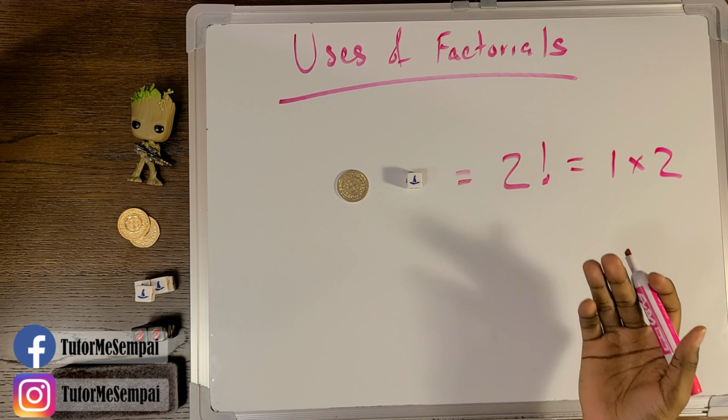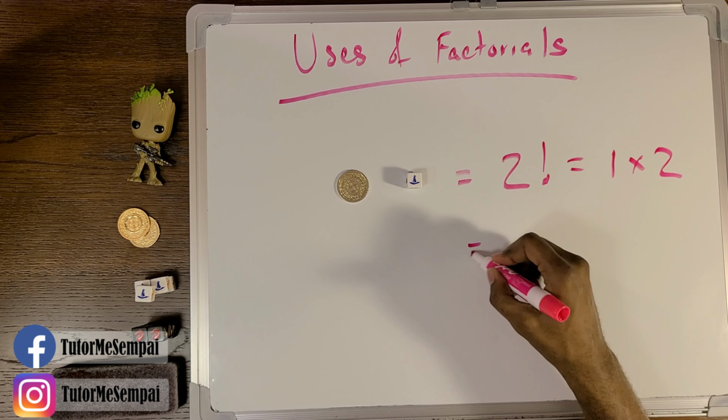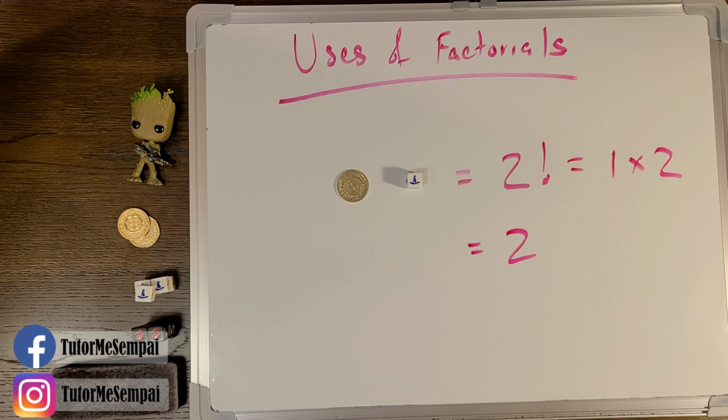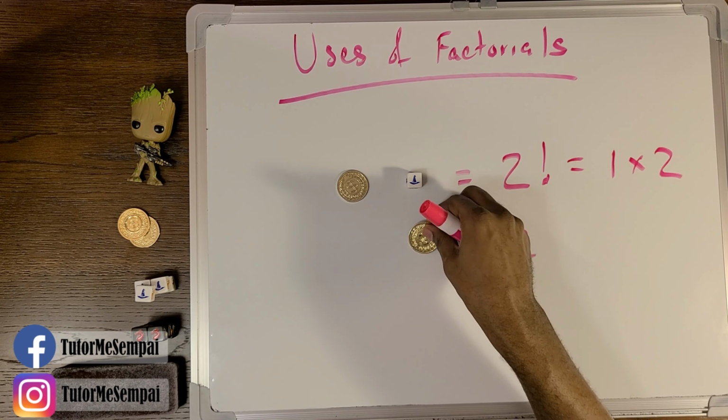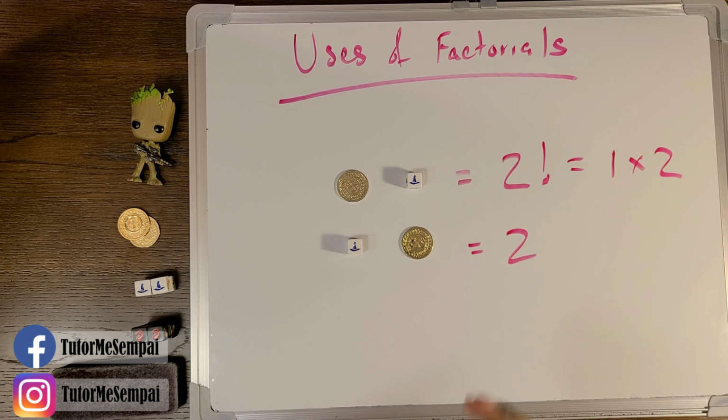So how many different ways can you arrange 2 objects? Well, that's just going to be 2 different ways. And you can tell, if you have 2 objects, all you can do is something like this. There's no other way of arranging these 2 objects.